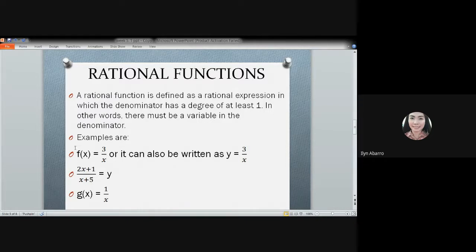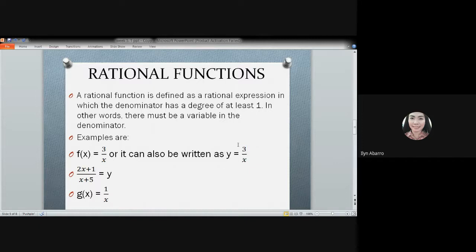It uses symbols like f of x, g of x, or h of x. Any other variable is also possible. So that is a rational function. Or it can also be written as y equals 3 over x. So y is the range, right? This is the y value. In a function, we have an x value or the domain and the y value is the range. So in here, y is the range and 3 over x is the domain. So this is also considered a rational function.